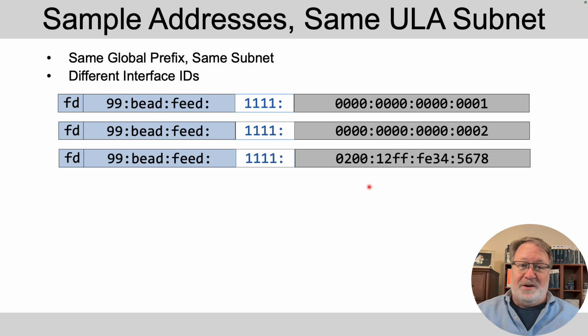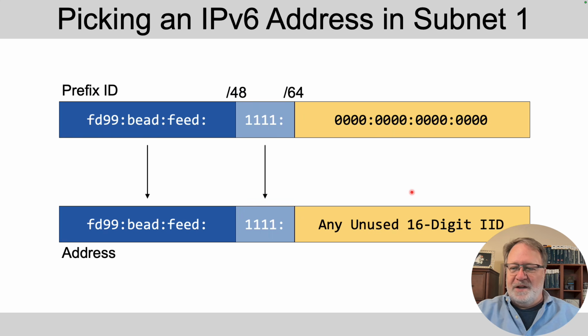And by the way, when a device connects to the subnet every time, it goes through a process called duplicate address detection to make sure that the address it's using is indeed unique in that subnet, so it doesn't reuse the same address and cause troubles. All right, so just use a unique non-zero interface ID and you're good to go. So your process to pick an address to use is you take the prefix ID, which does have an all zeros interface ID field, and just pick any unused 16 hex digit value, which should be pretty easy to accomplish.